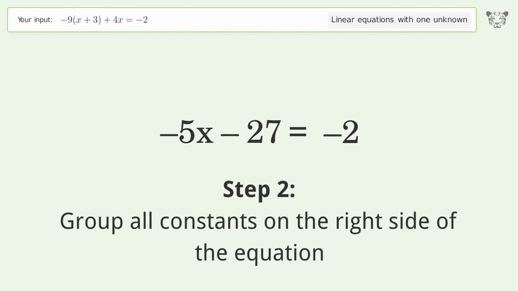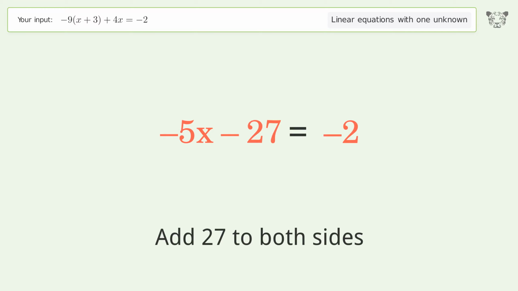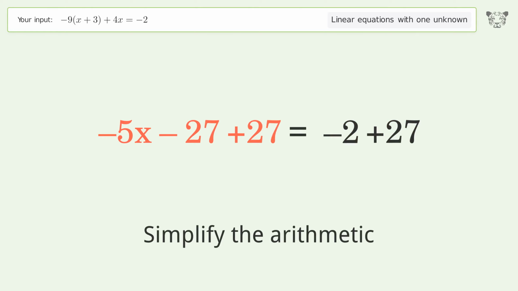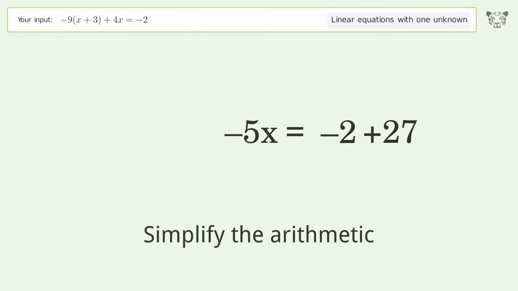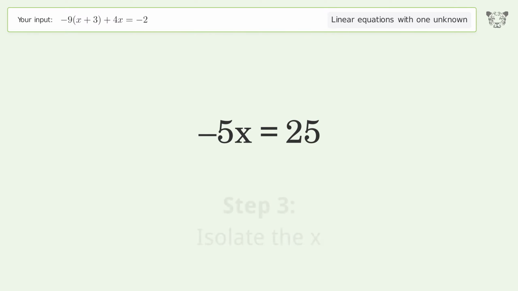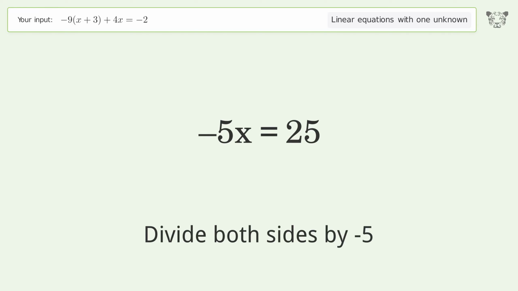Group all constants on the right side of the equation. Add 27 to both sides. Simplify the arithmetic. Isolate the x. Divide both sides by -5.